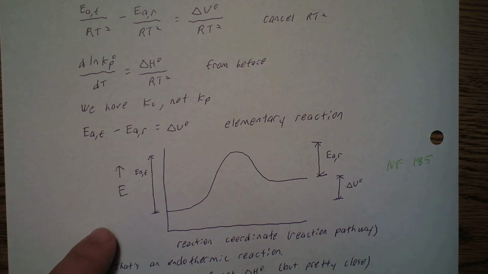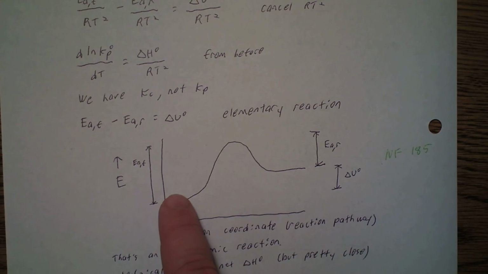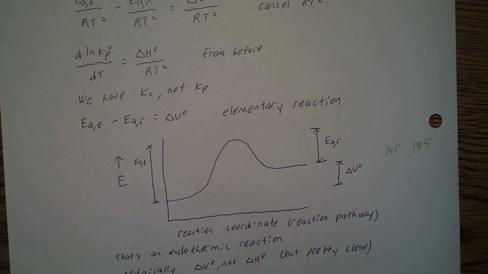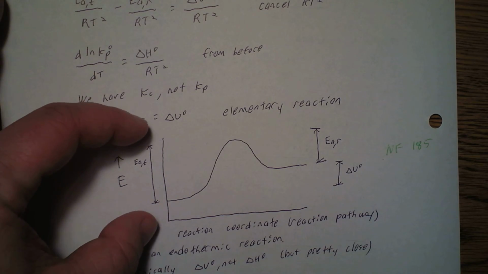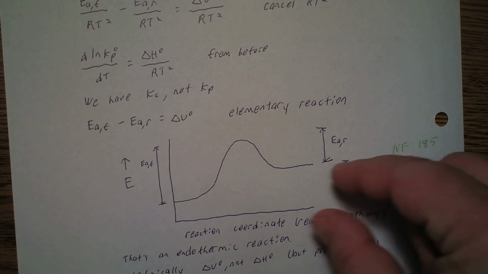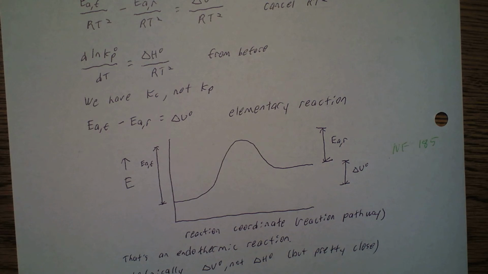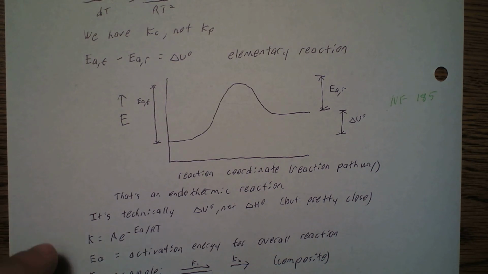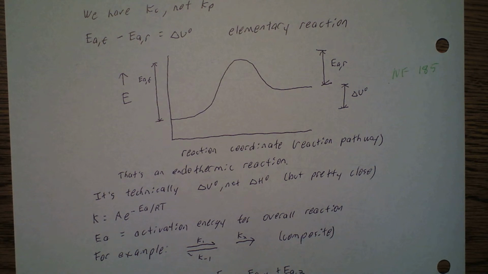So we have energy versus the reaction coordinate, or reaction pathway. Over here, we might have reactants, products, intermediates. This height here is the energy of activation forward. This height here is the energy of activation for the reverse reaction. And this difference here is the change in the internal energy. Now this is obviously for an endothermic reaction. It's technically the change in U for the standard state, not the change in enthalpy for the standard state, but pretty close.